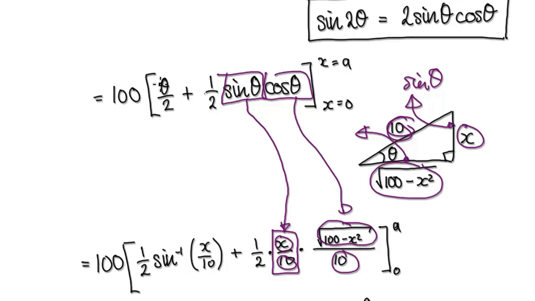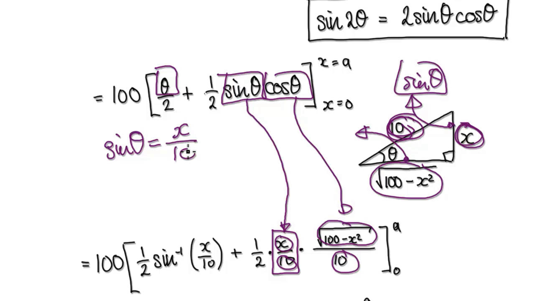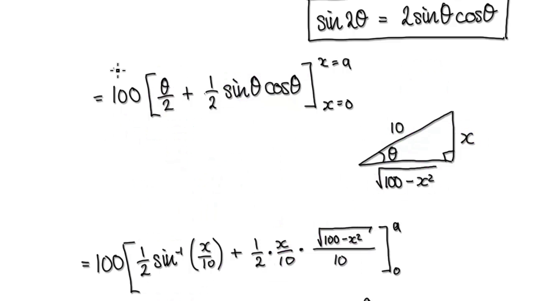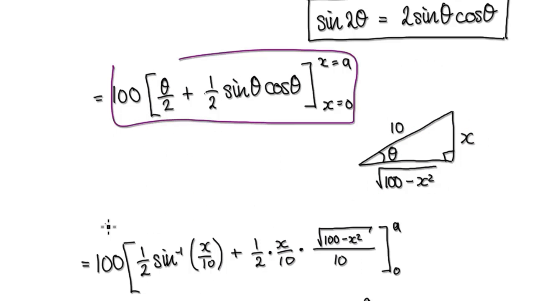And then what is theta? Well, if you look at this, sine theta equals opposite over hypotenuse. So if you want the angle, then inverse sine. So theta equals inverse sine x over 10. So we can put this block into here. So this thing here will then become this. So from here, that will then take us to here.